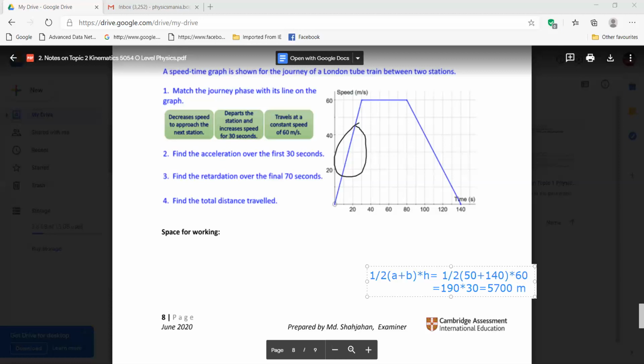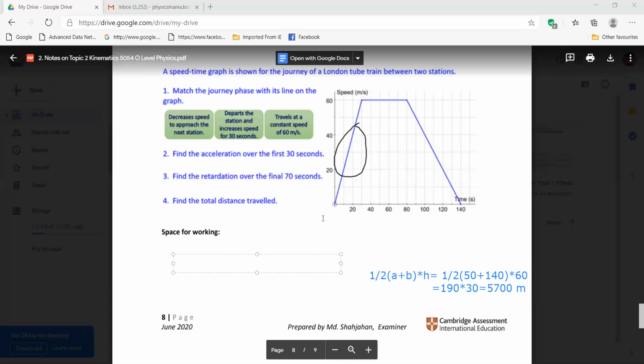Area under the graph is giving you the distance, right? So we are getting the total distance 5700 meters, right? Good. That's all, right?